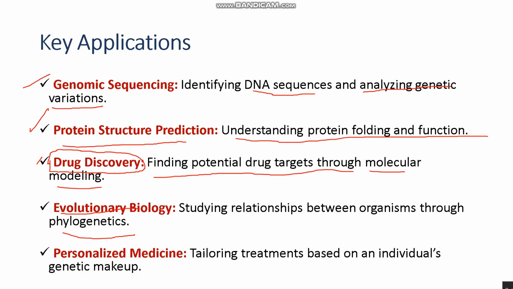We have a separate session about phylogenetics, and at the end, personalized medicine. Now it's actually called precision medicine, the tailoring of treatment based on an individual's genetic makeup. When we know the genetic makeup of the patient or of the individual, then according to the genetic makeup, we tailor the treatments. It's done by using bioinformatics.